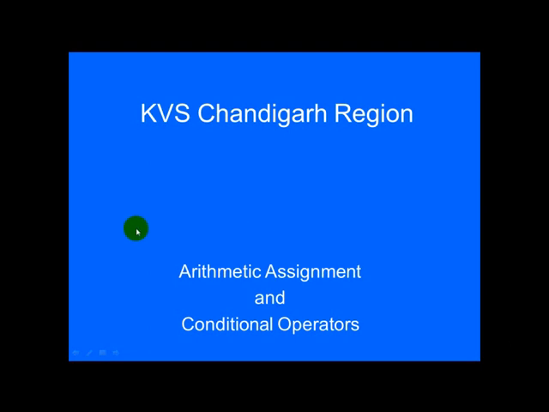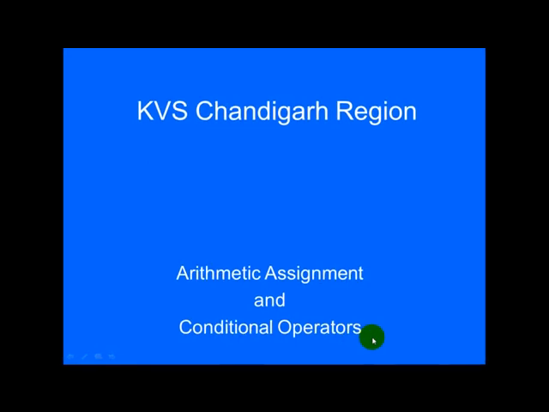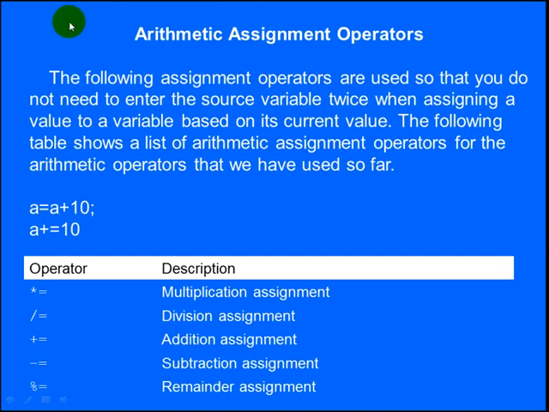In continuation to the fundamental Java operators, now let us discuss the arithmetic assignment operators and conditional operators. In the previous video lessons, we discussed the arithmetic operators, that is plus, minus, multiplication, division, and the remainder operator, denoted by the modulus symbol or percentage symbol. And also we discussed the assignment operator used to assign a value to a variable. Now if we combine the functionality of an arithmetic operator and the assignment operator, then we say it is an arithmetic assignment operator.